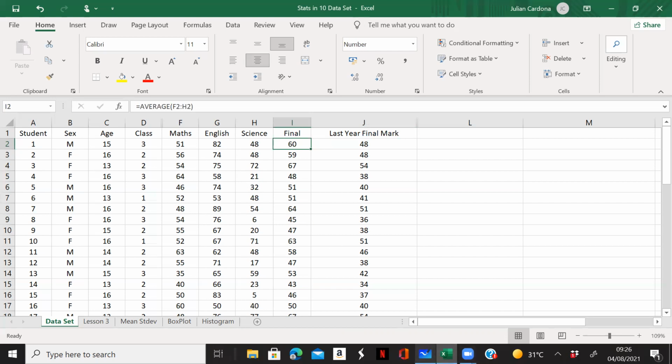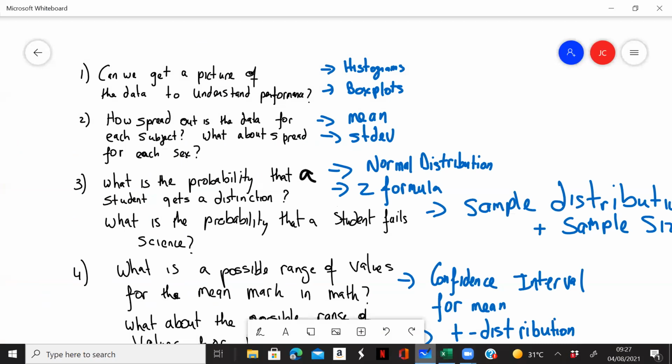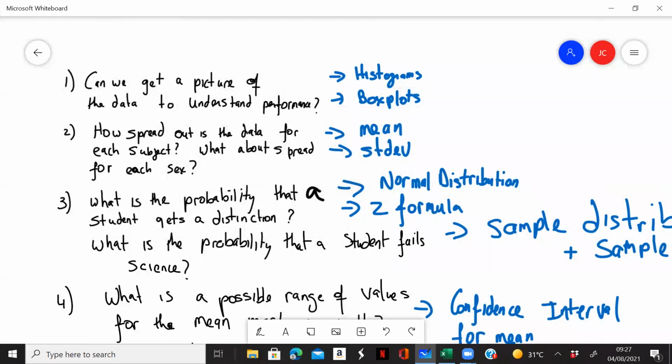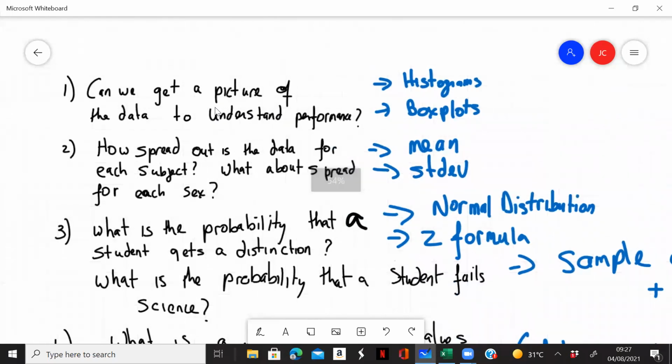I have prepared these questions. Let's say that you have a meeting with your principal, and the principal starts coming out with these questions. For example, can we get a picture to understand the performance? You know what they say, a picture speaks 1,000 words. Just by looking at a set of numbers, you'll get nothing. Can we start looking at some pictures? Through this question, we will look at how to construct histograms and box plots.